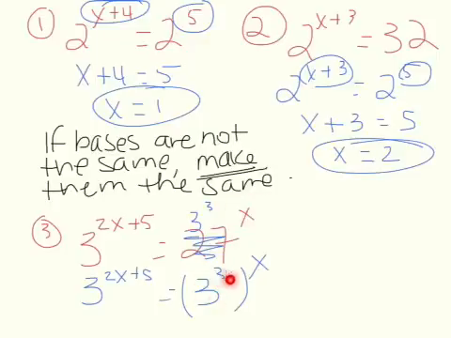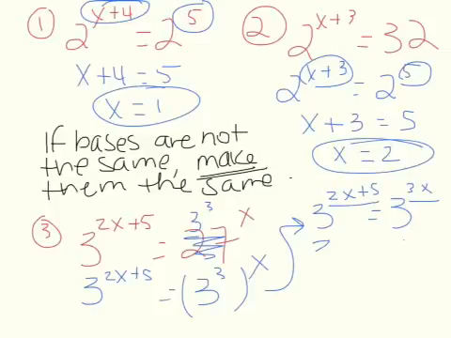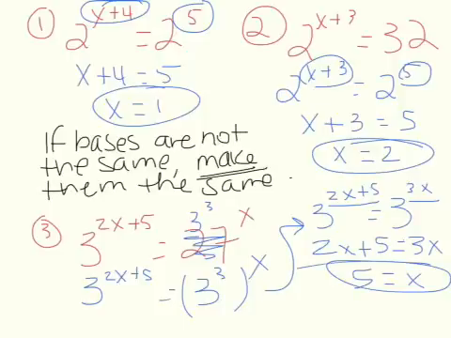And my rule for power to a power is to multiply my exponents. So I end up with 3 to the 2x plus 5 equals 3 to the 3x. Now I have the same bases, so I can make my exponents equal to each other. And then when I rearrange that, I get that x equals 5. So don't forget, if your bases are the same, set your exponents equal to each other. If they're not the same, make them the same.